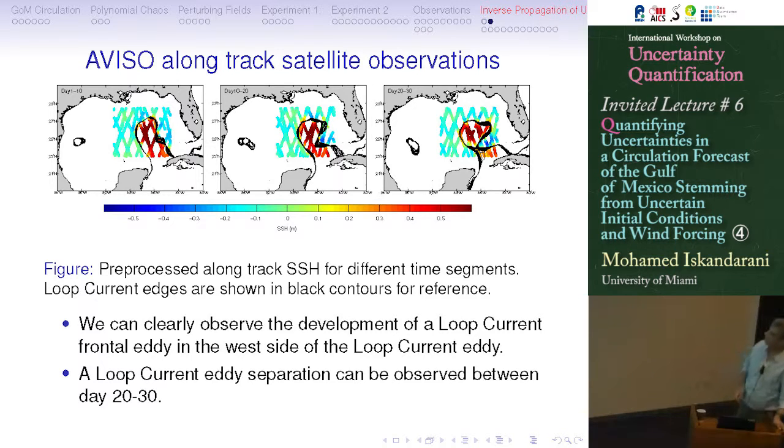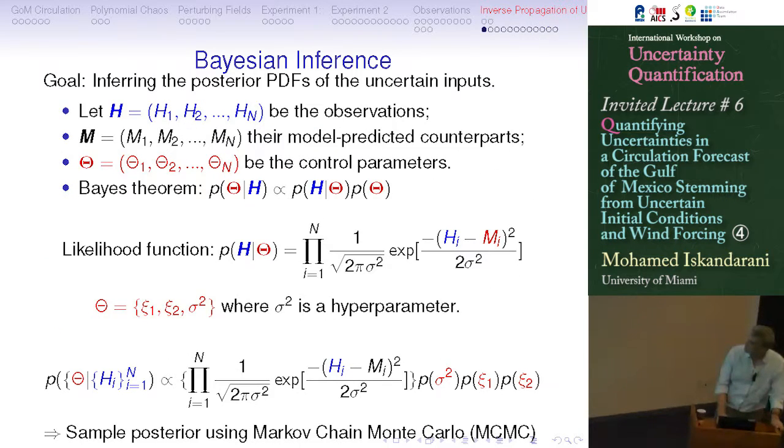And so this is what you can clearly see, the detachment of the loop currents. It's right on the observations, but the northern extension is actually a little bit different than what the models were producing. So let me show you.